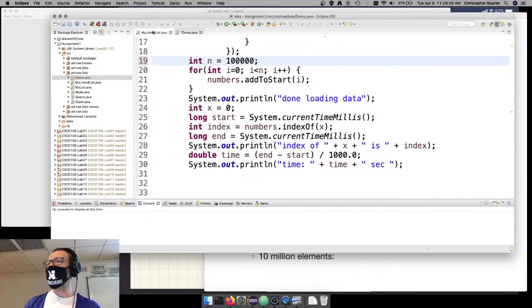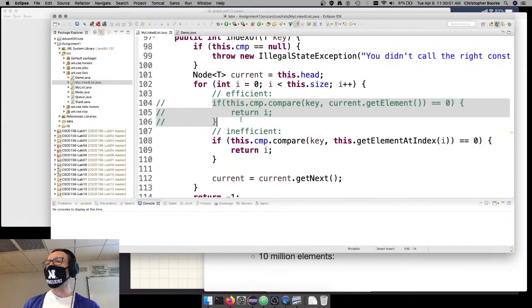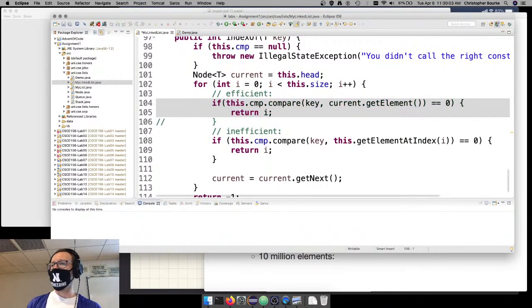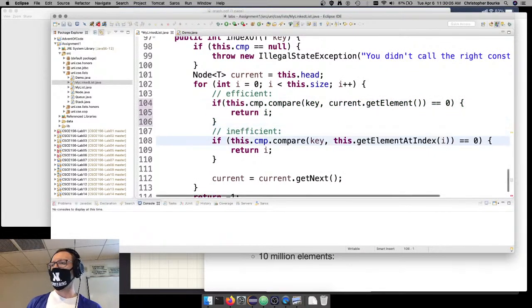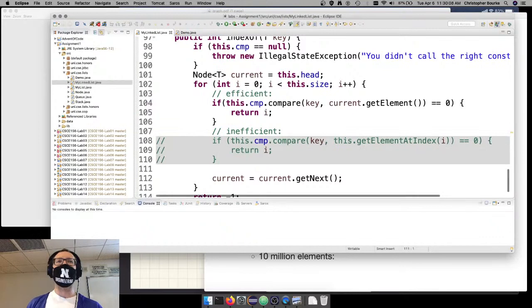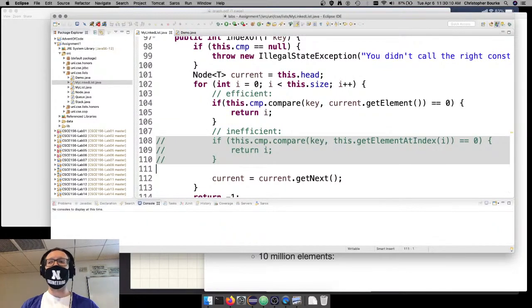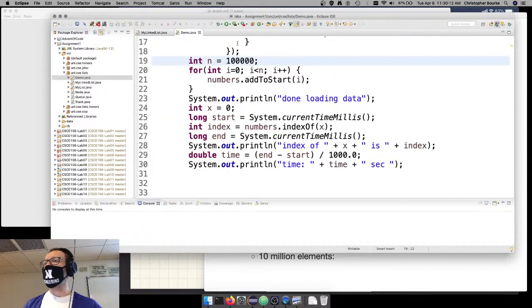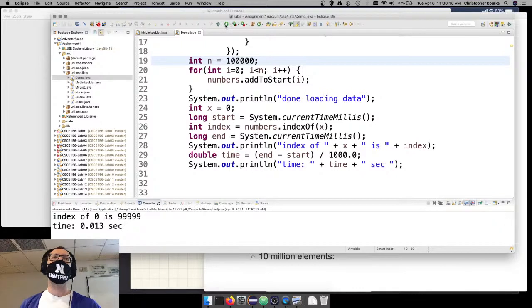So let's go back over here, and let's change this to the efficient version and get rid of the inefficient version. Again, we're taking our paint can with us. Let's go back over here to the demo to see it actually run. This was 100,000 elements, 0.013 seconds. If I go up to 1,000,000, it should take 0.13 seconds, thereabouts.